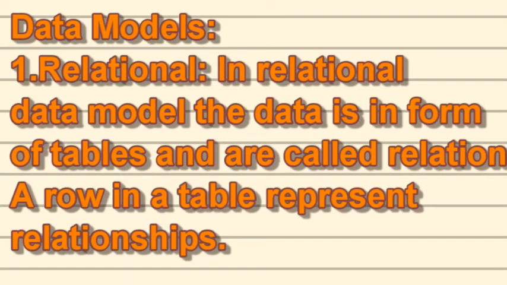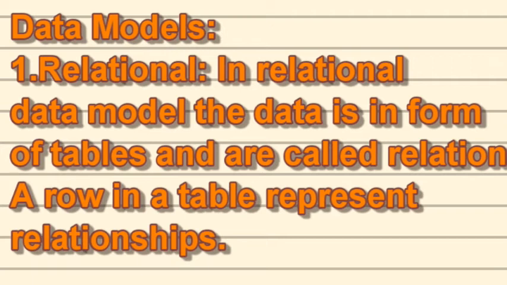So whenever I'm talking about the database, there are different kinds of models. Basically there are three types of data models in a database management system. Number one is the relational data model, number two is hierarchical, third is the network data model. I'm going to tell you one by one. First of all, the relational data model.